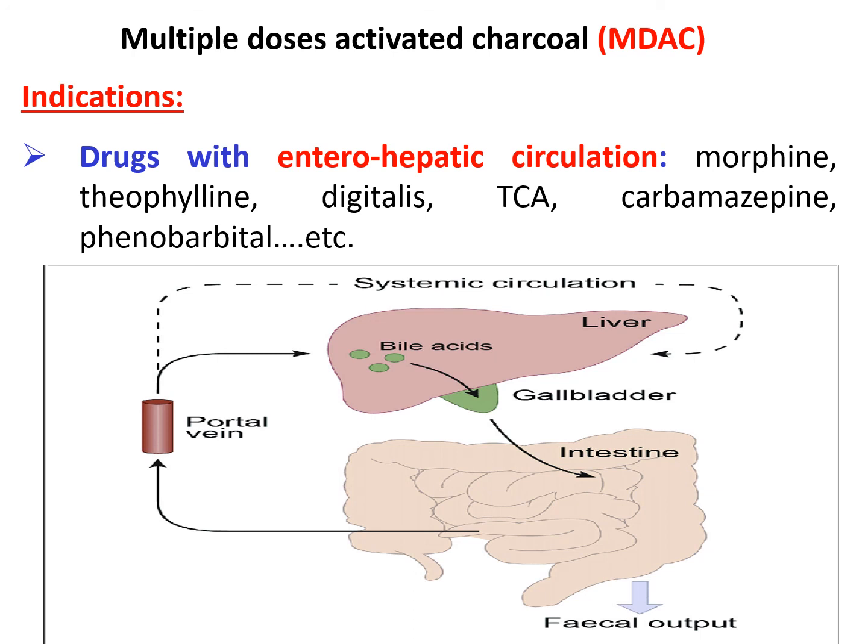The toxin passes with this cycle. Intestine, liver, bile, intestine. Again, from the intestine to the liver, excreted through bile to the intestine again. This is enterohepatic circulation. Many drugs have this enterohepatic circulation, like morphine, theophylline, digitalis, and others. The role of repeating doses of activated charcoal is to fill the gut with activated charcoal. When the toxin is excreted with the bile to the intestine, it will be adsorbed to activated charcoal, forming a charcoal-toxin complex, and will pass outside the body through feces.